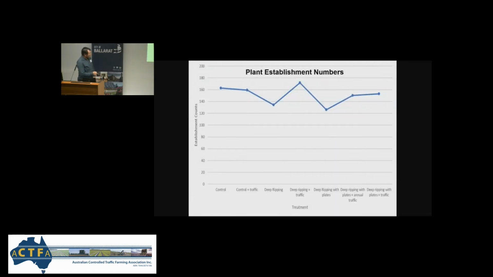So you can see the treatments down the bottom here. So we've got control plus traffic, deep ripping plus traffic, deep ripping plus plates, deep ripping plates, and annual traffic. So that'll have traffic again next year. And you can just see we are getting a decrease where we have ripped in that situation there. Where we've got traffic, it seems to be probably improving. So a lot of people obviously use rollers and whatever else afterwards, but we aren't in this situation.